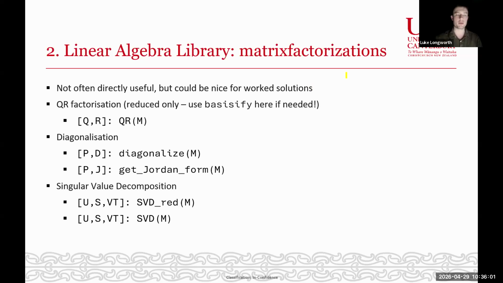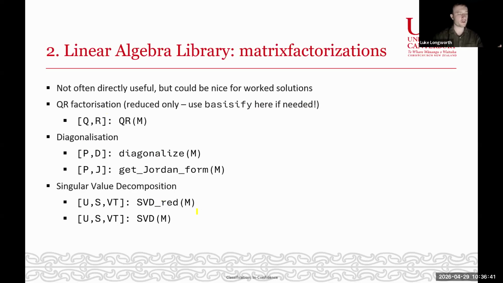If you are going to generate a random matrix and then find its SVD, you're probably going to have a bad time. So I don't know how useful this is generally, but it could be nice for worked solutions. It could be nice for something that is not the central part of the question, but that is useful for students to see. This includes QR factorization. It packages diagonalization and Jordan canonical form into some more useful functions that actually give you the modal matrix as well as the canonical form.